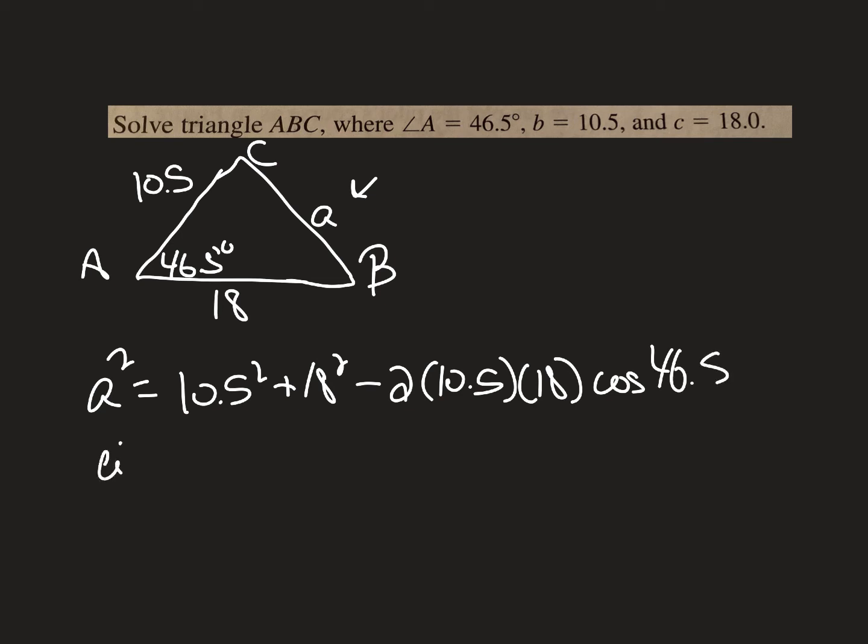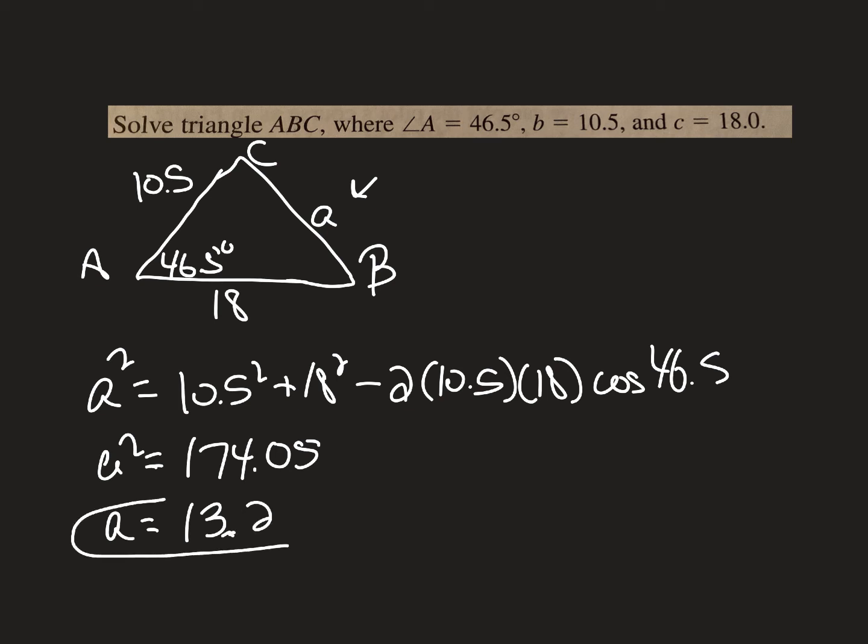So this time what I'm going to do is punch all that in and see what I get. Okay, one thing about this: when I punch it in, I'm getting like 174.05 and an even bigger decimal than that. But that's A squared. You need A. So I'm going to take the square root of that answer on my calculator, and I get 13.2. So that's little a right there, 13.2.